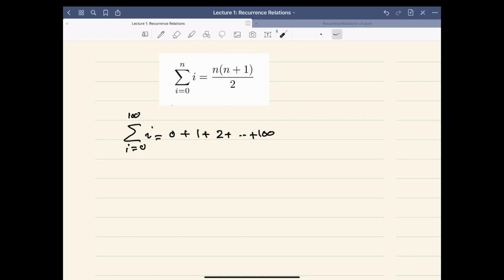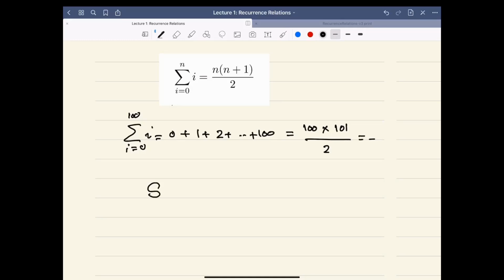So this equation says that you can find the answer. N is 100. So simply substitute. It would be 100 multiplied by 101. You divide it over 2 and you will get the answer directly. So how can we find this equation from the sequence? This is for your information. I'm just providing that for you to understand how we got this equation.